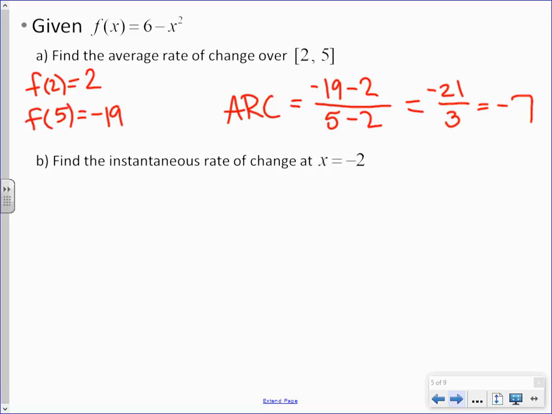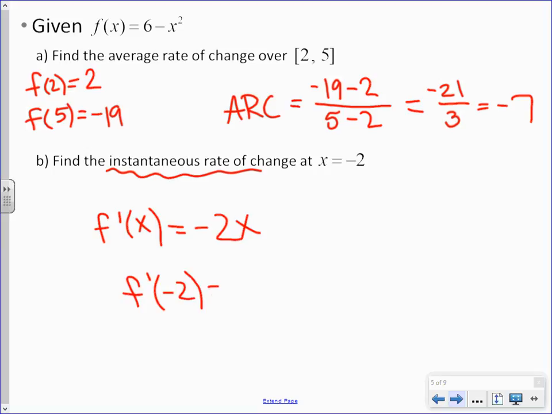Versus instantaneous rate of change. Instantaneous rate of change means we need to find the, everyone together? Derivative. Okay, we already determined that our derivative was negative 2x for this function. So all we have to do is plug in negative 2. Our instantaneous rate of change at negative 2 is 4.